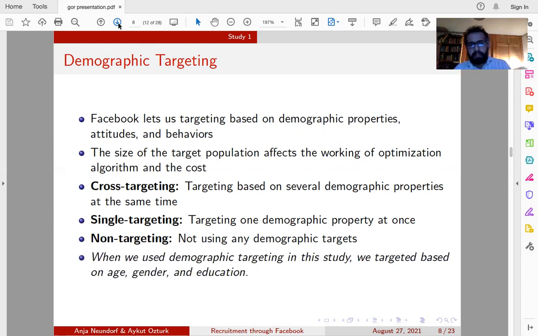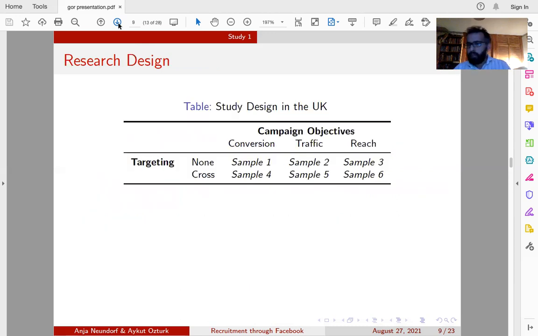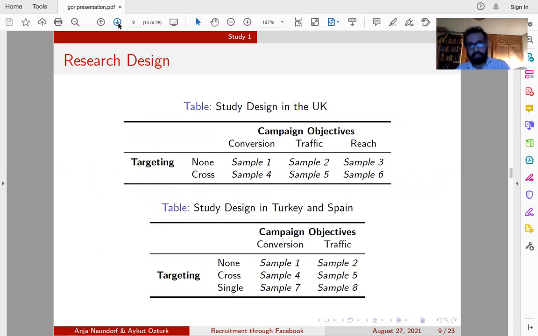In our study, by the way, when we use demographic targeting, we are targeting based on age, gender, and education. That's always the case. Now, we conducted our study one first in the UK and then in Turkey and Spain, with a 3-to-2 design in both countries. In the UK, we used conversion, traffic, and reach, and we crossed them with no targeting at all and cross-targeting.